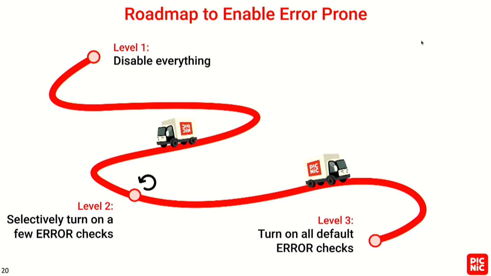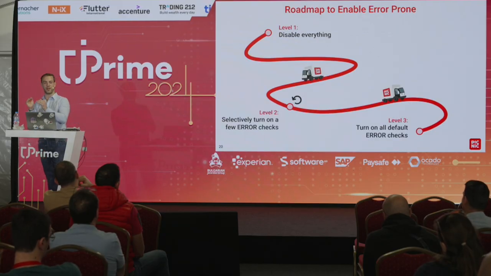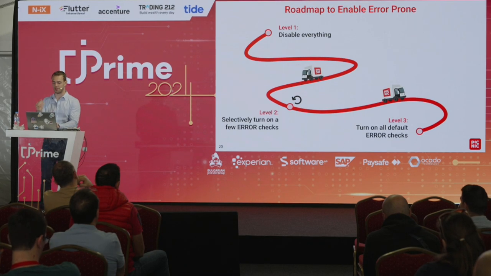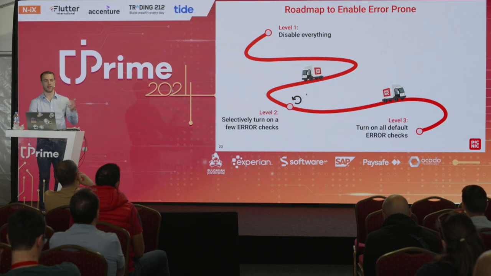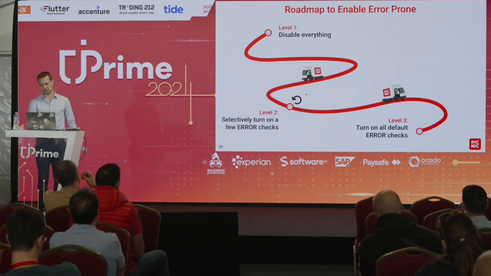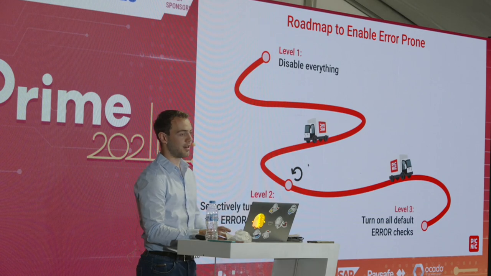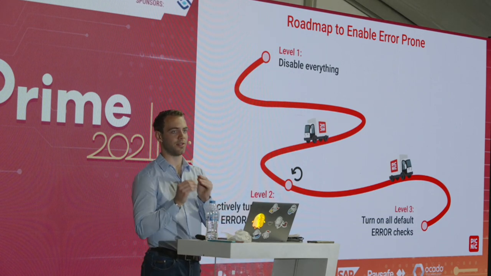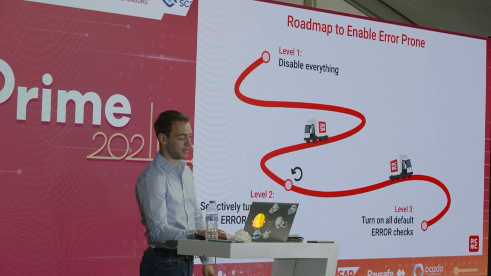To reiterate, we start with disabling everything and make sure that with one simple command, we can run this one bug pattern. And then we need to repeat this a lot, till we are at the point where we have all the error checks enabled, and that is a really nice first milestone for you to get to.